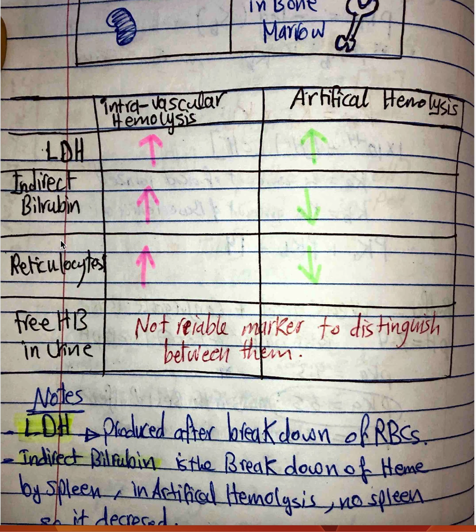So if I wanted just to compare between two things, between what increases in intravascular hemolysis and what does not increase in the artificial hemolysis: lactate dehydrogenase is the only thing that increases in both of them, but the unconjugated bilirubin and also the reticulocytes increase only in the intravascular hemolysis.